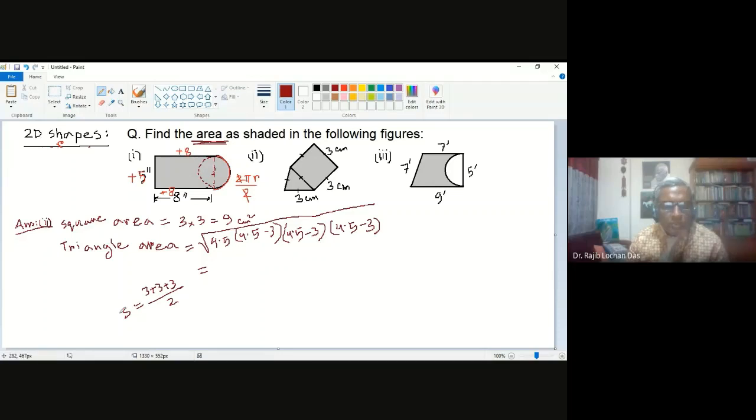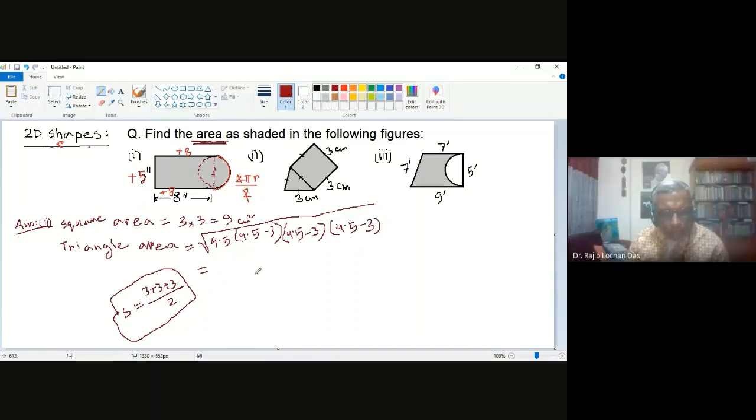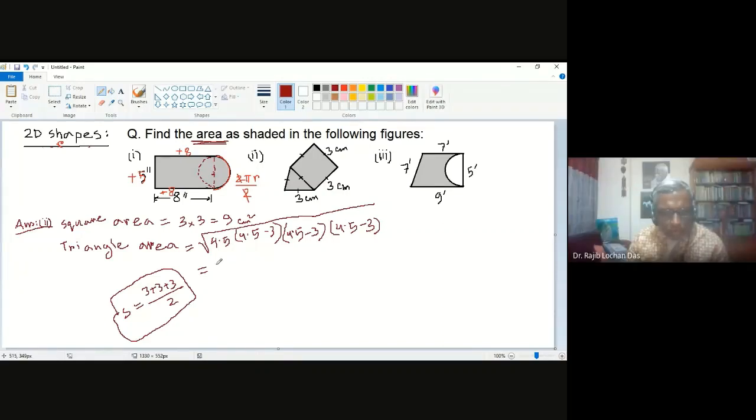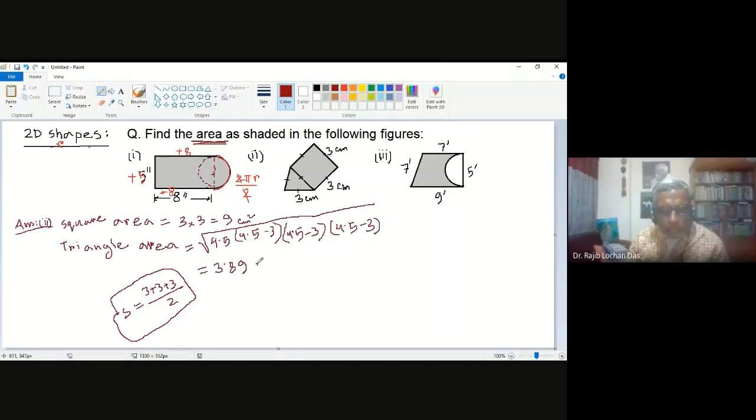So who has got the answer? Somebody has got the answer, sir, 9.75, after doing the root. No, sir. After root over, 3.89. So it is 3.89 centimeter square. So the final area, that is your answer. The answer will be 9 plus 3.89, and it is 12.89 centimeter square. So this is your answer.